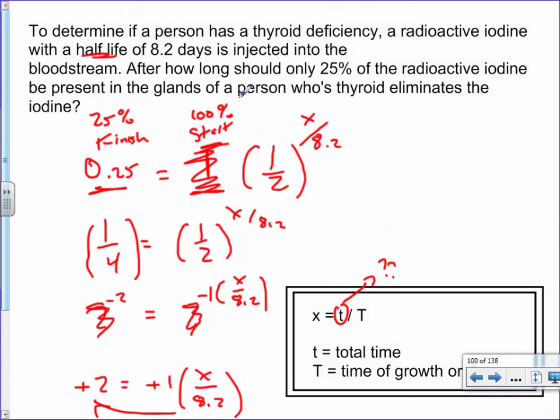If it's been 16.4 days, say this number was 16.4. 16.4 divided by 8.2 means that you should cut all of this stuff in half twice. So if you started at 100 and you cut it in half once, you'd be down to 50. And if you cut it in half a second time, 50 cut in half again would be down to 25, which is what it said it should be. That makes sense? Yes. Okay, good. Sorry, just give me some feedback.